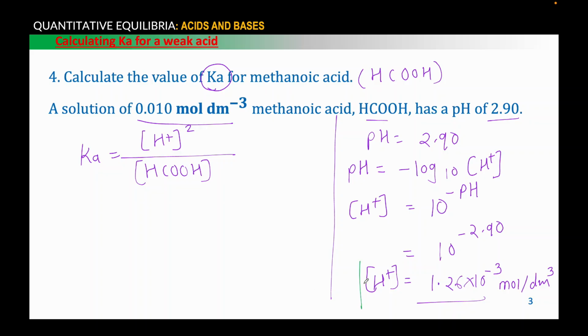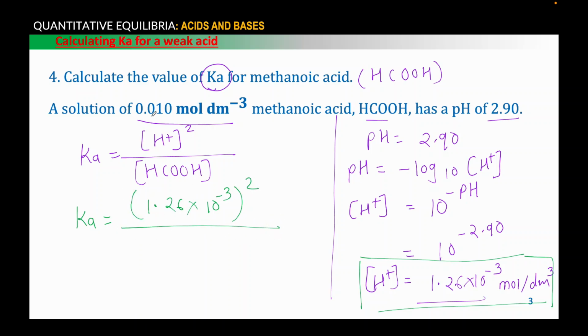So now you can use this H plus concentration in this equation, that is Ka is equal to H plus square over concentration of acid. When it is a weak acid, students, you should know this formula. And again don't forget to put the square for H plus, and the concentration of acid is given, that is 0.01. Calculate directly, you will get the value 1.59 into 10 to the power minus 4.